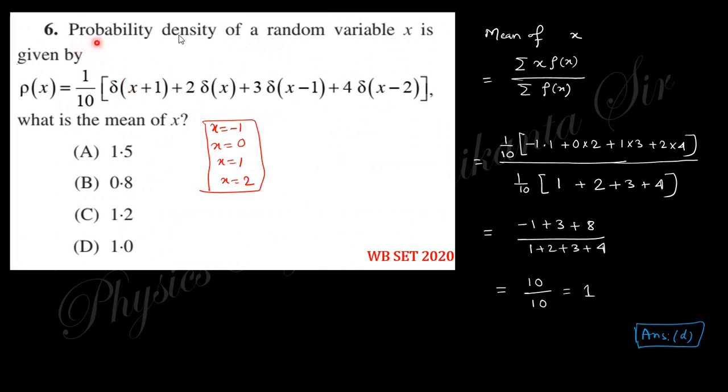The probability density of a random variable x is given like this. What is the value of x? You need to find out the mean value of x. You need to find out the mean value of x.